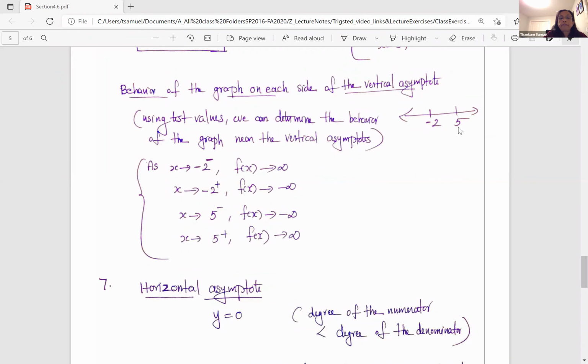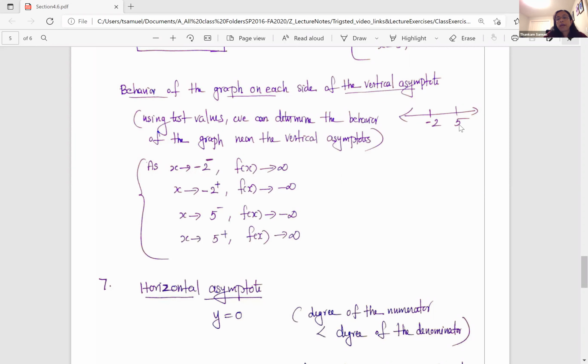And regarding 5, if you consider a value to the left of 5, for example if you substitute 4, you can see that as x approaches 5 from the left, the function is approaching negative infinity. In other words, if you substitute a value of x like 4, that is to the left of 5, you will get a negative function value. So as x approaches 5 from the left, f of x is approaching negative infinity.